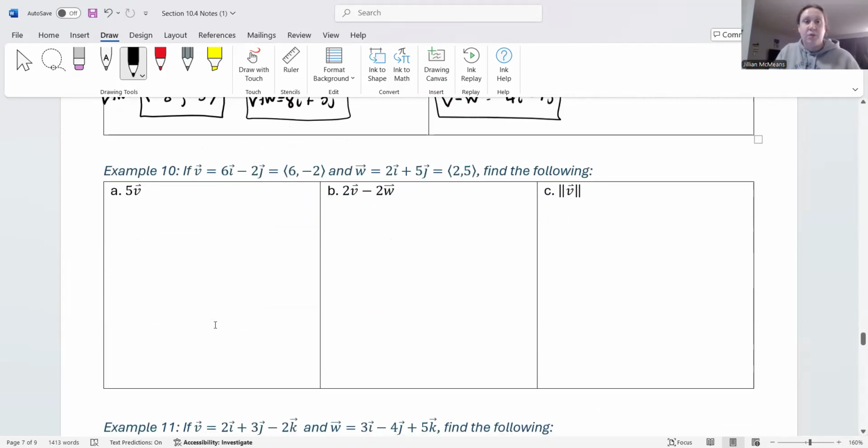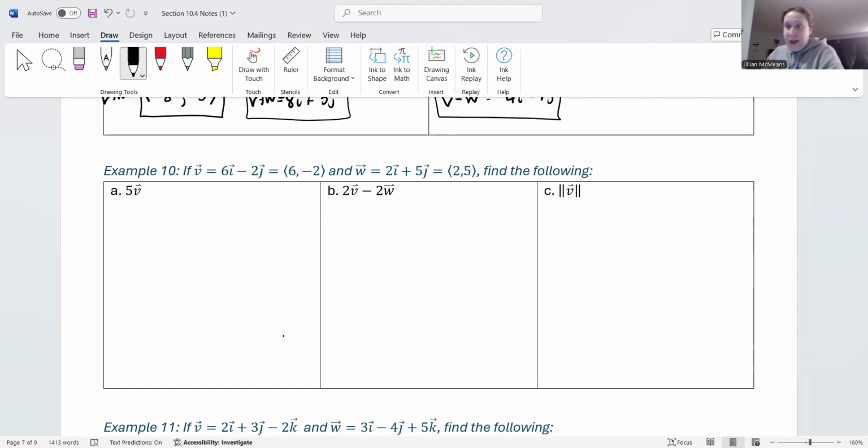All right, next we have V and W. So we're going to do a couple of things here. So we have that V equals 6i minus 2j, W equals 2i plus 5j, okay? We're going to find 5 times V. We're going to find 2V minus 2W, and then we're going to find the magnitude of V. So we're going to do 3 different things here. None of them are terribly difficult.